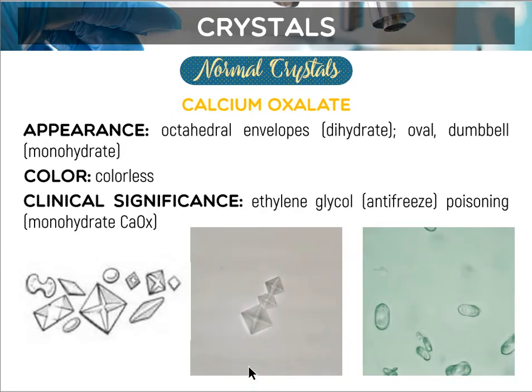Okay? So next we have your CaOx, your calcium oxalate. As for its appearance, there are two forms, guys: monohydrate and dihydrate. The dihydrate is the most commonly seen, appearing as an envelope. So that's the middle picture. This is the calcium oxalate dihydrate.